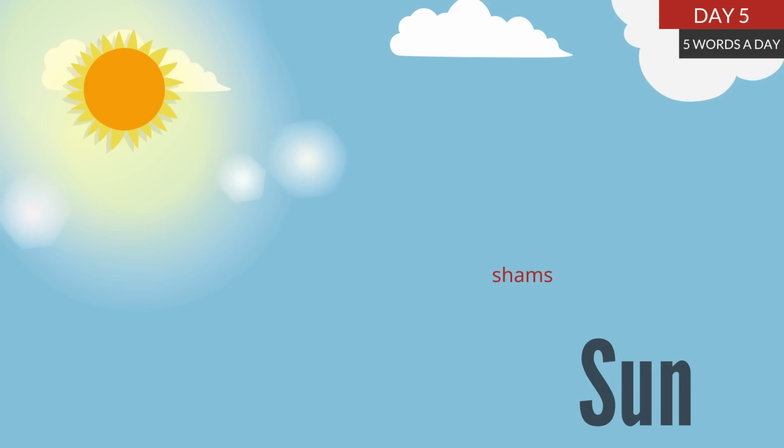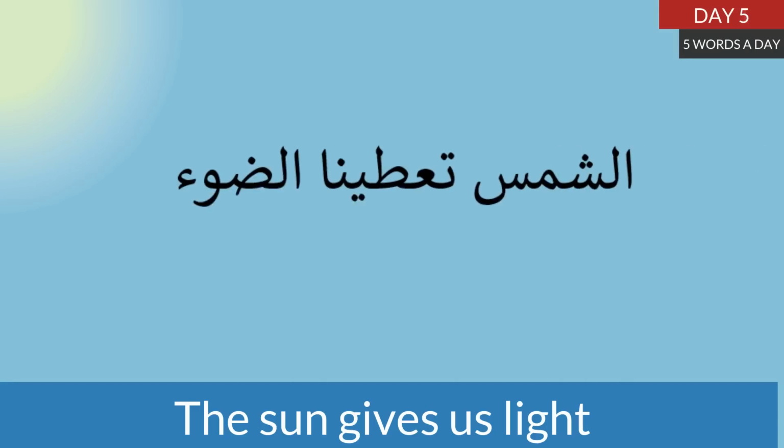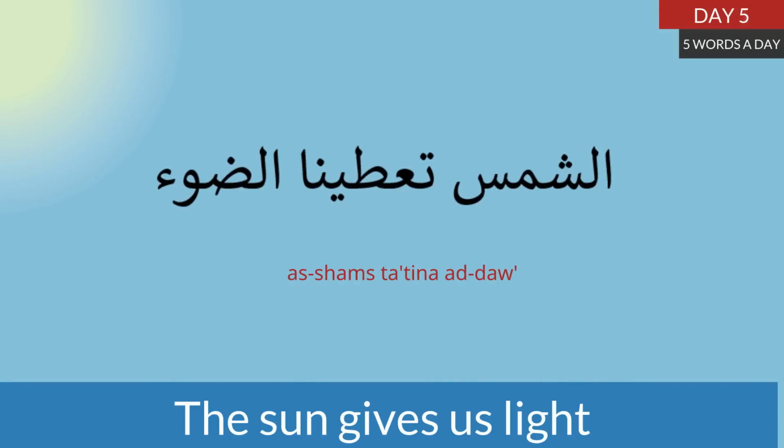The first one, Shams, sun. Let's repeat, Shams, sun. Let's see an example. الشمس تعطينا الضوء. The sun gives us light. Let's repeat. الشمس تعطينا الضوء. The sun gives us light.